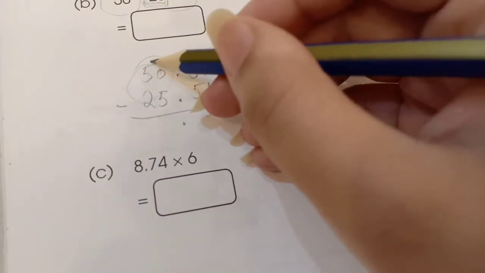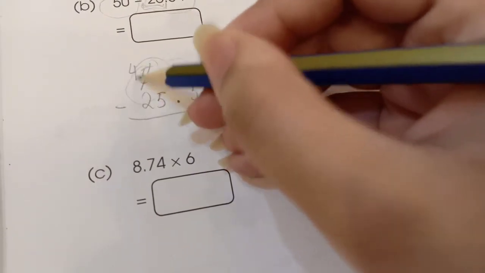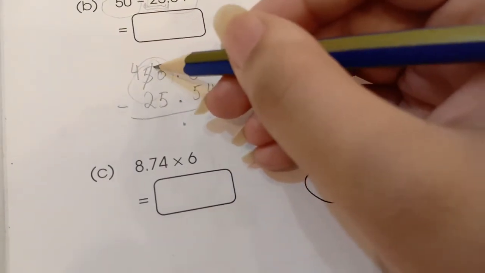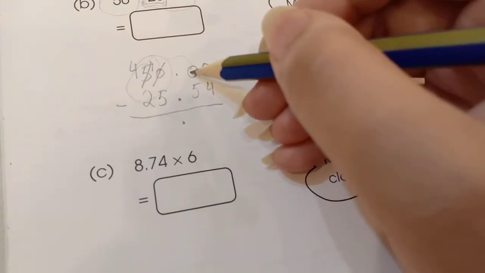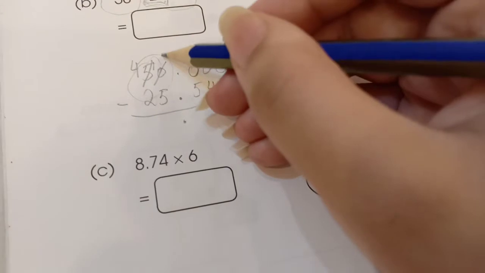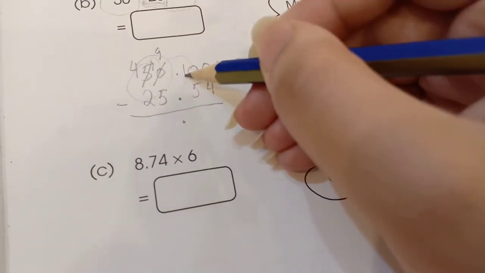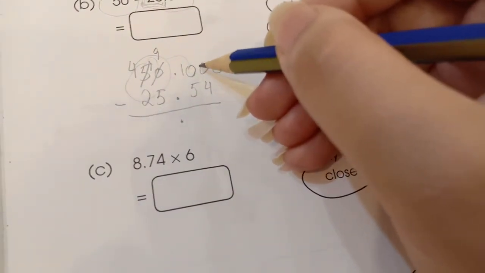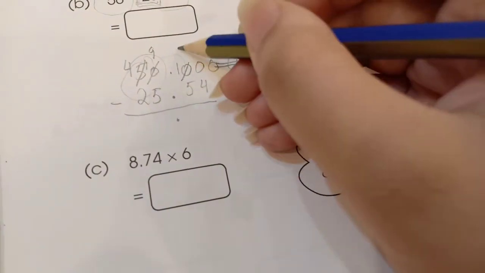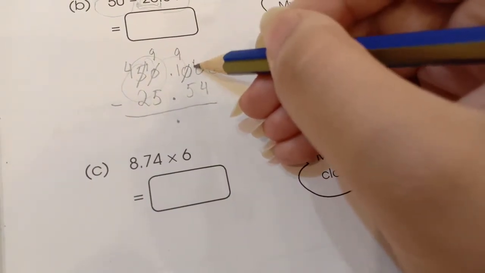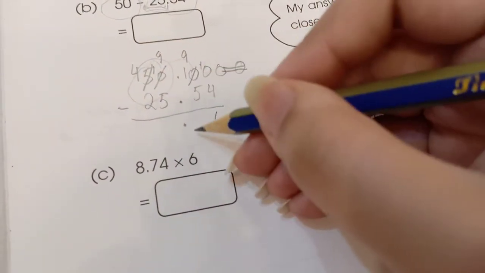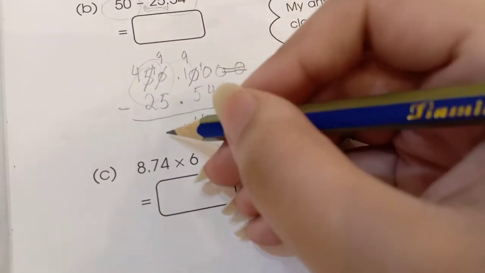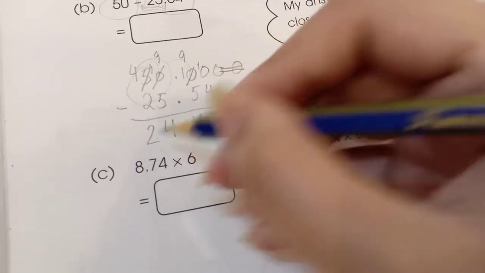Now we will go to 5. We will cut 5, and give 1 from it. It will come to this 0 step by step. It again has to give 1 to the next 0. So it will become 9, and it has given 1 to this. Again we have to bring 1 here. We will cut, it will give 1 to it. 10 minus 4 is 6. 9 minus 5 is 4, 9 minus 5 is 4, and 4 minus 2 is 2. So 24.546 is the answer.